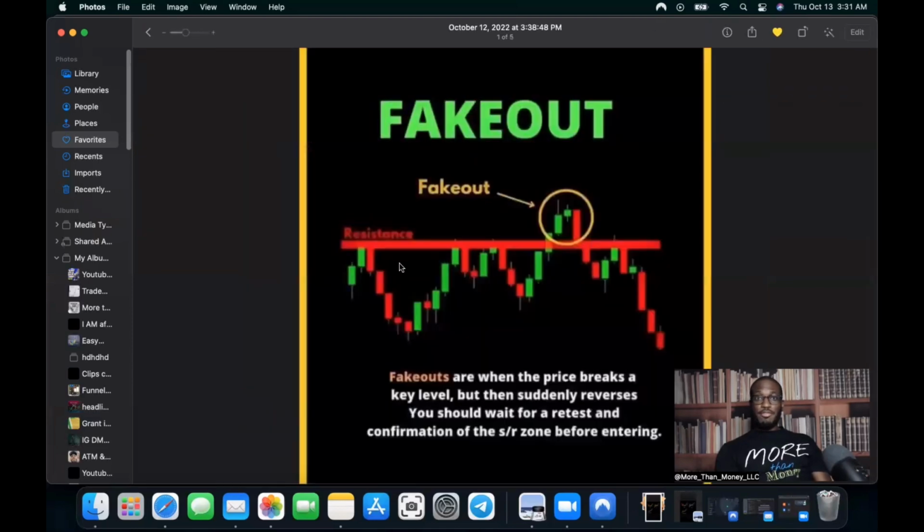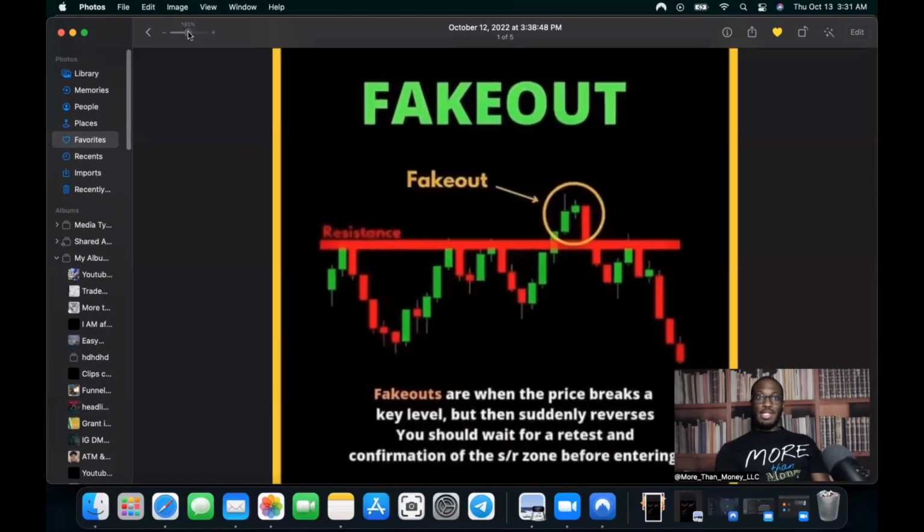Here's another example of a fake out. We see the level of resistance. Boom, it hit its head. Boom, it hit its head again. Boom, it hit its head. Uh-oh, it's pushing through. And you're saying, okay, all right, now we got money. You're saying we got money because that thing pushed through.